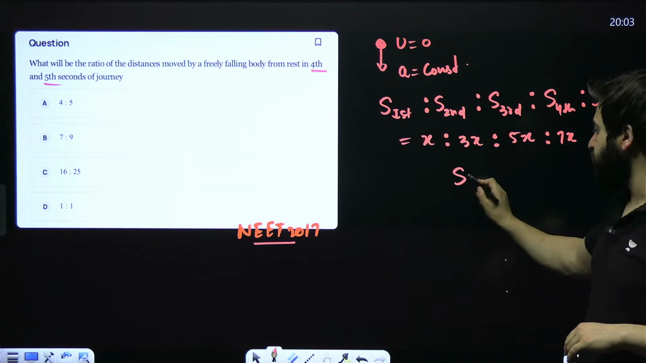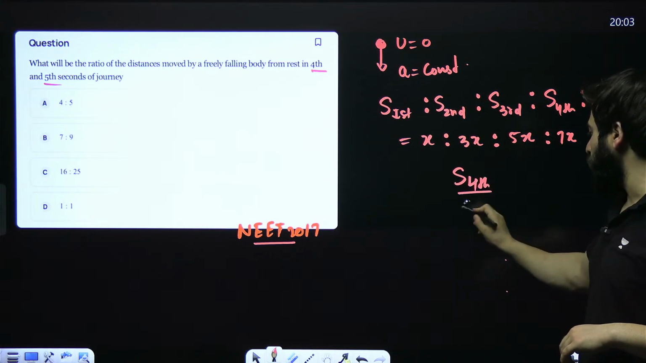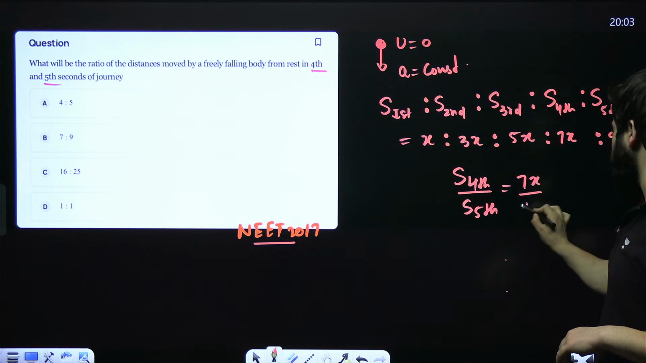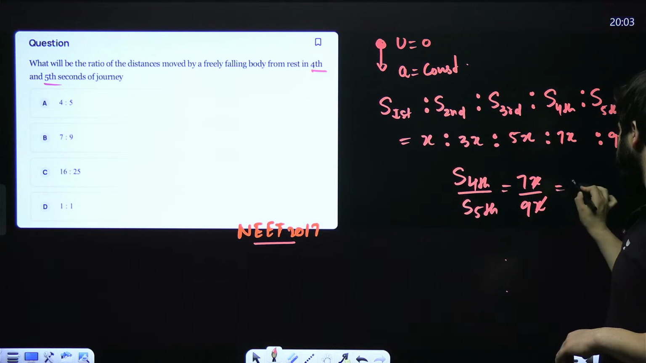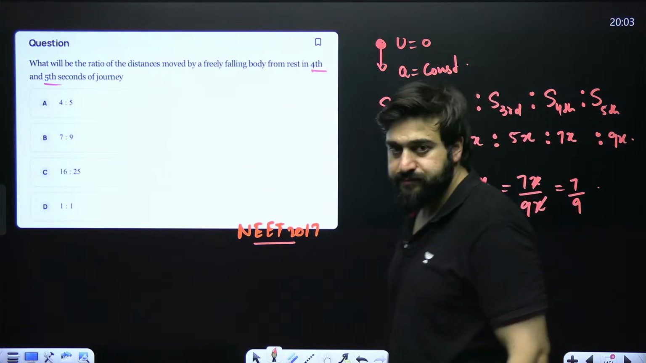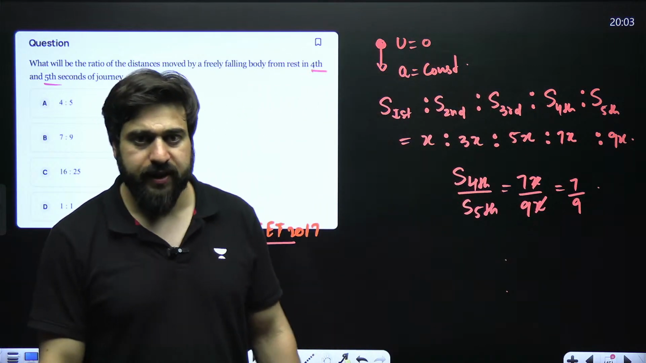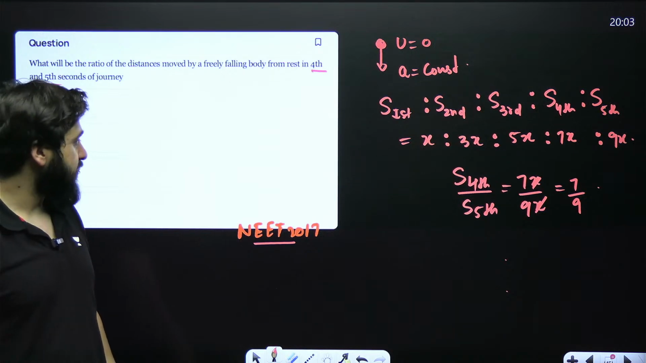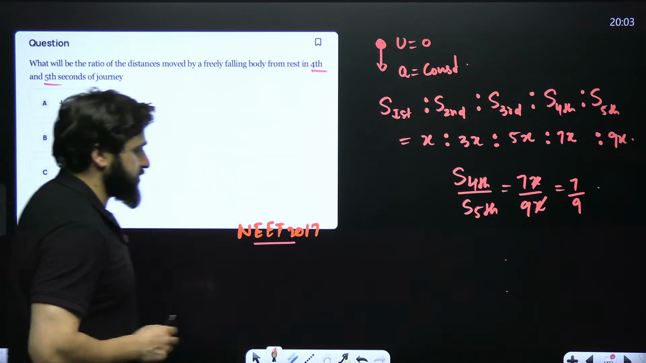So we say s fourth upon s fifth will be 7x divided by 9x, x and x will cancel, so it is 7 by 9. Okay, that is 7 by 9. Which option is correct? This option is correct.